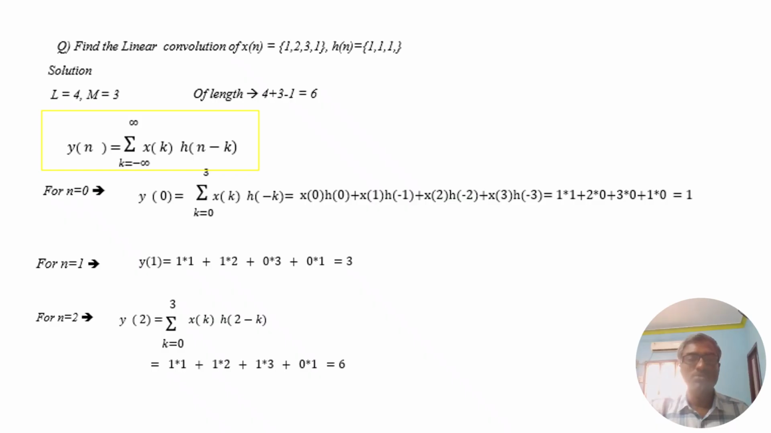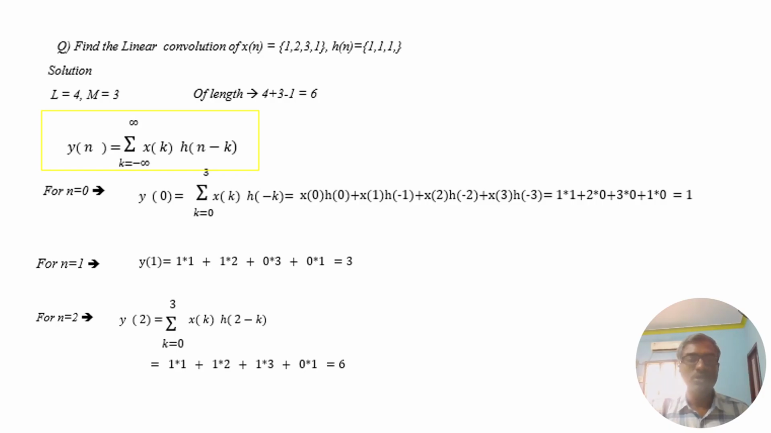Now we have to substitute the value of k from 0 to 3 and expand the summation. After expanding the summation, we need to substitute the various values for small n. Initially put n equal to 0, then you compute y of 0. The resultant value of y of 0 is 1. Similarly, the n value can be varied from 1, 2, 3, 4 till 5. When you put n equal to 1, the resultant output y of 1 equal to 3.